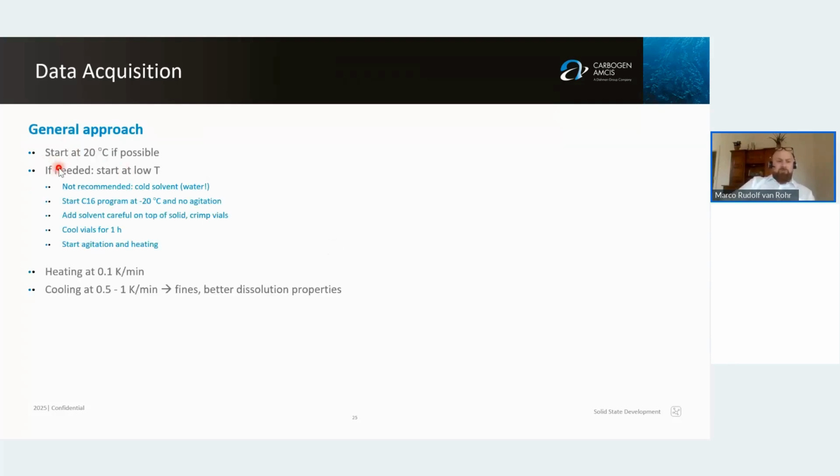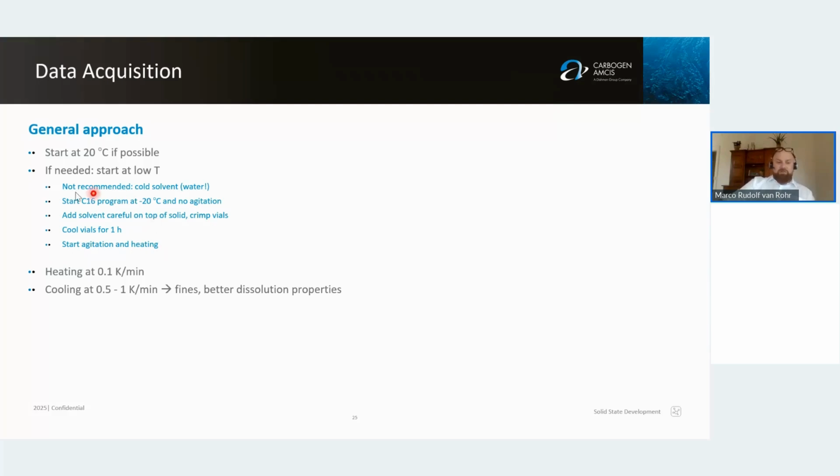General approach for me is to start at 20 degrees Celsius if possible. If I have to start at lower temperature, that's possible with a Crystal16. I do not recommend to use cold solvent. I rather recommend to start the Crystal16 program at minus 20 degrees Celsius with no agitation, the empty machine. In parallel, I add my solvents very carefully on top of my solid. I crimp my vials, and then I put them very carefully in the pre-cooled machine and let the vials cool down for 1 hour. This will allow the vials to get to minus 20 degrees. Then I start agitation in the heated.